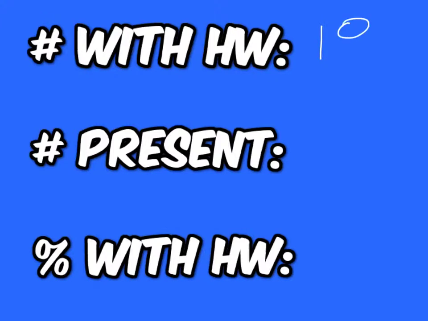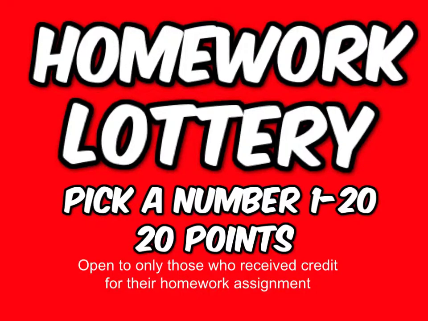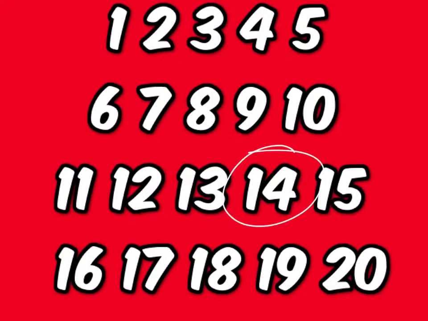So we have 18 out of 22, which translates into a percent of 82%. For those who have credit for today's homework, you bring up a number from 1 to 20 and drop it off. If you win, you get 20 points. The winning number is 14.